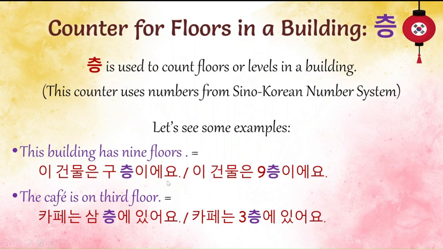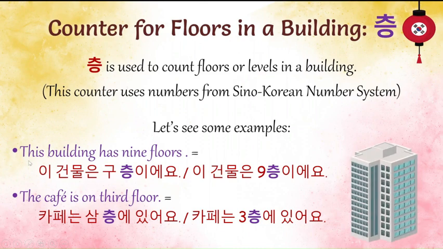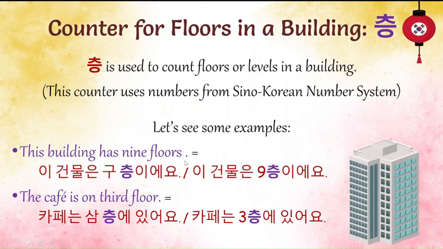Now let's look at these examples to understand how to use this counter in Korean sentences. The first one is, this building has 9 floors. 이 건물은 구층이에요. This building is 이 건물. 9 in the Sino-Korean number system is 구. And the counter for counting floors is 층. So has 9 floors, 구층이에요. Okay? So here you can also write this sentence as 이 건물은 9층이에요.